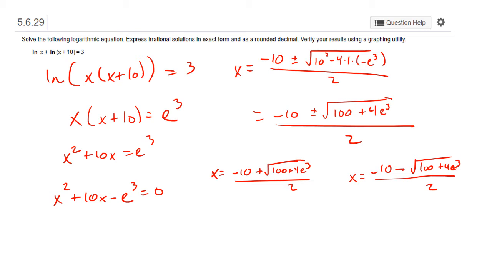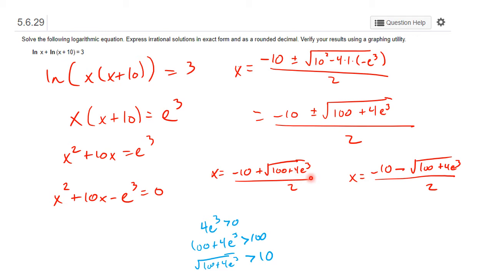Okay, I'm going to address the one on the left first. So let me change colors just for clarity. 4e cubed, I don't know exactly what it is, but it's definitely positive. Therefore, 100 plus 4e cubed is definitely bigger than 100. So the square root of 100 plus 4e cubed is definitely bigger than 10. So this expression for x, negative 10 plus all that mess, I have negative 10 plus, while I don't know the value exactly, it's definitely bigger than 10.